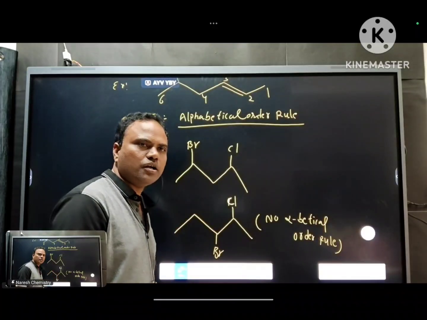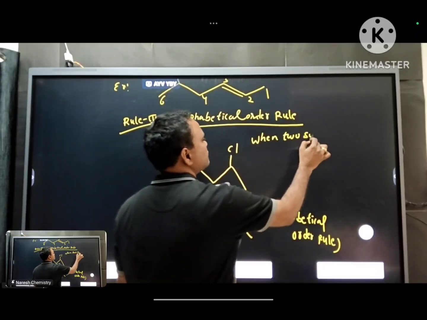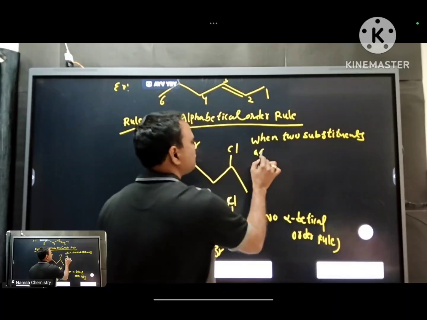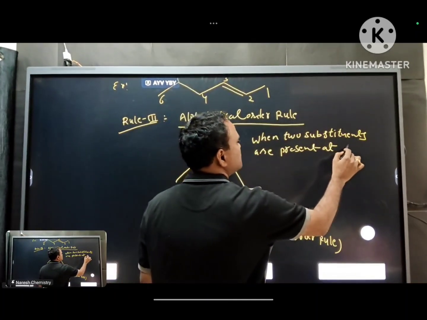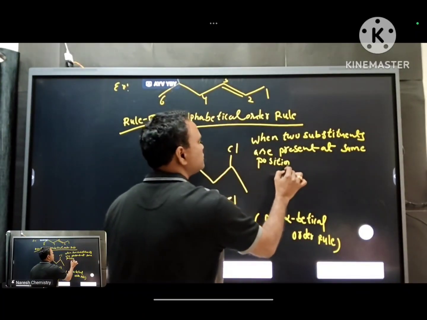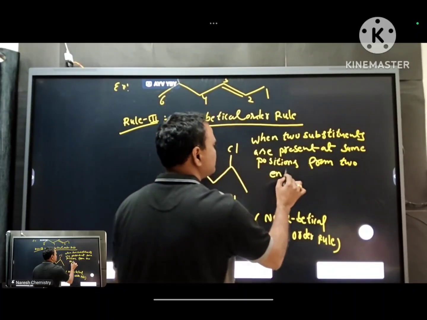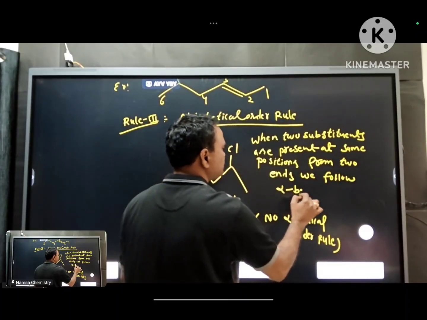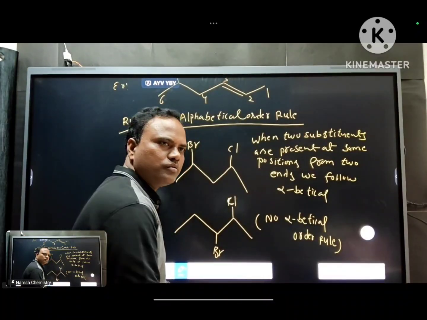But here we follow alphabetical order. So write the condition: when two substituents are present at the same position from two ends, we follow the alphabetical order rule. In this case, we follow alphabetical order, right?